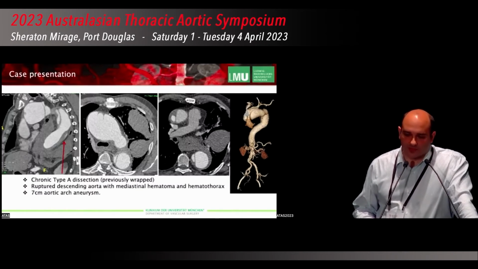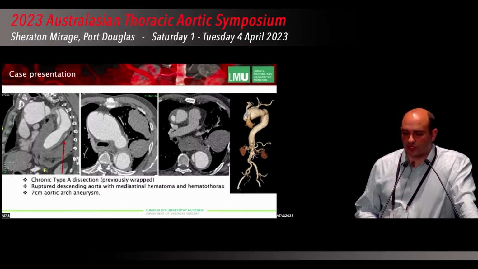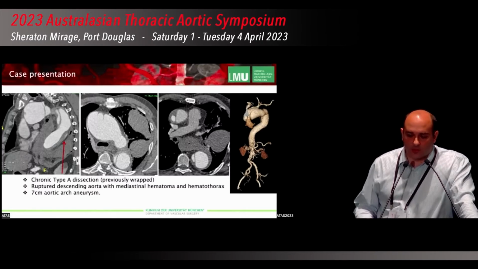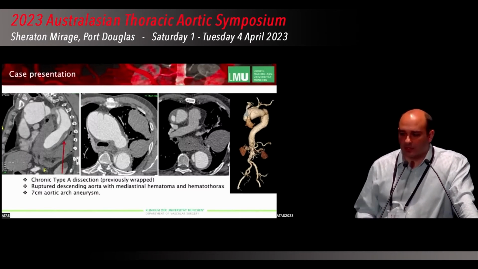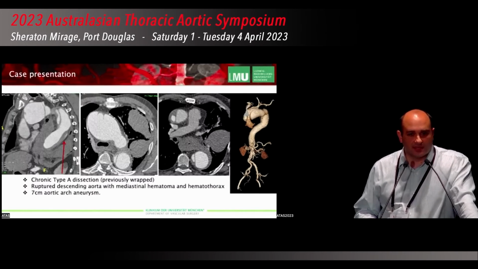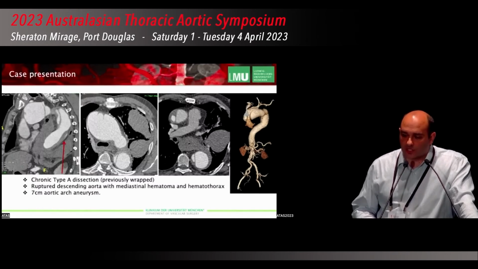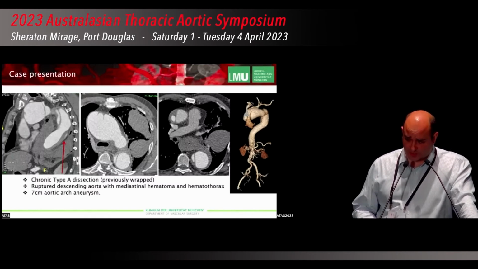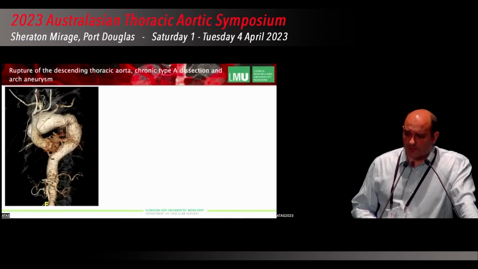This is an example of a patient who had a previous chronic A dissection. I think it was wrapped somewhere in another institution. Anyway, he presented now with a rupture of his descending aorta and an 8 centimeter ascending aneurysm. Arch aneurysm, a difficult situation to manage even with a frozen elephant trunk. We discussed this case and we decided to go for an endovascular approach.